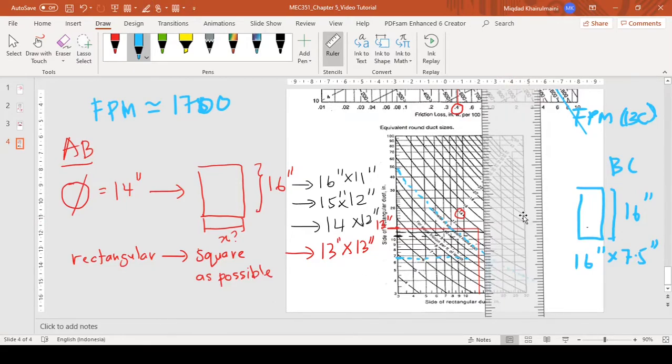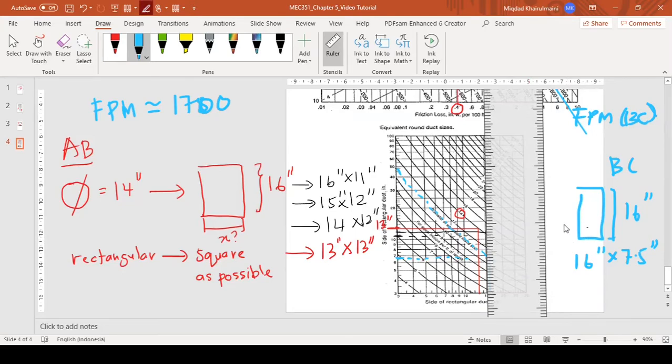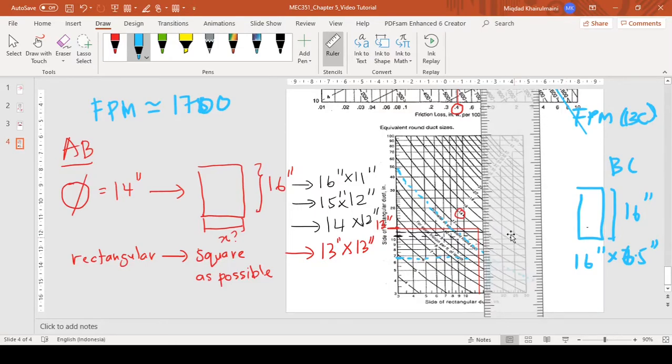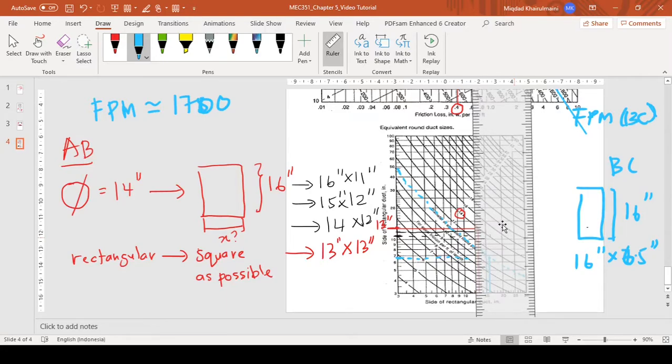Okay, if 15, not 7.5, we can get 6.5. If we use 14, we can get 7.5. If we use 13, we can get approximately 8. If we use 12, we can get around 8.5.